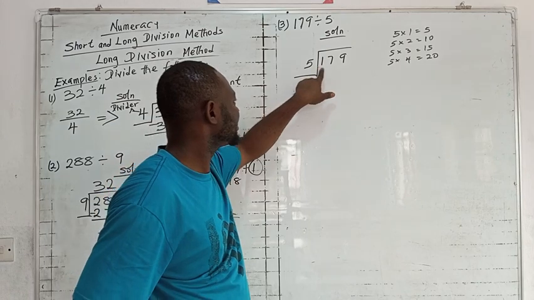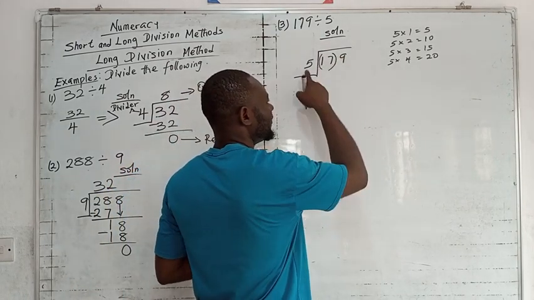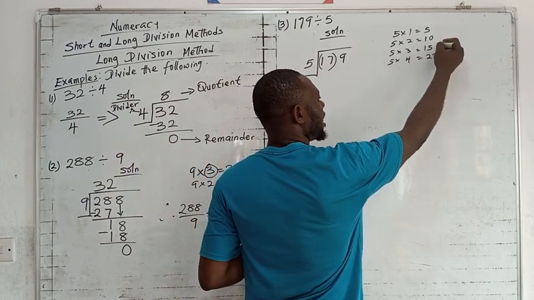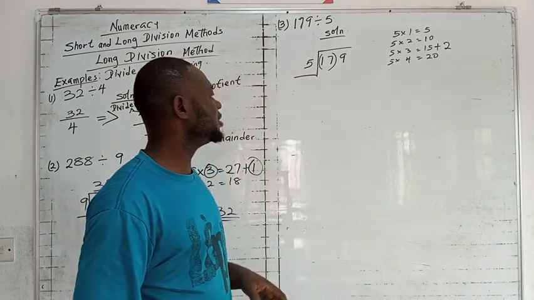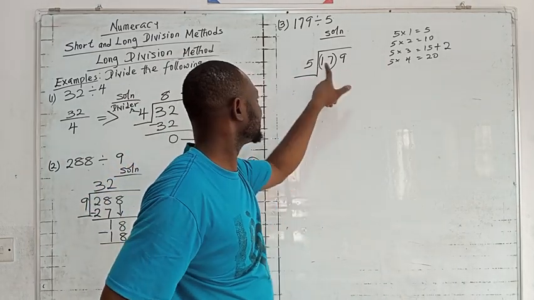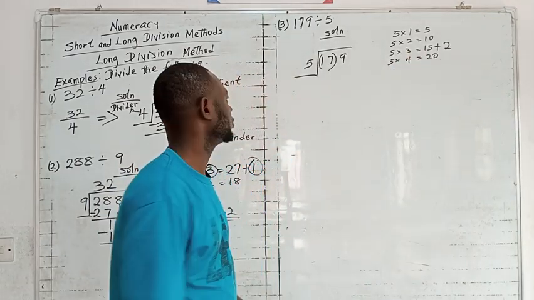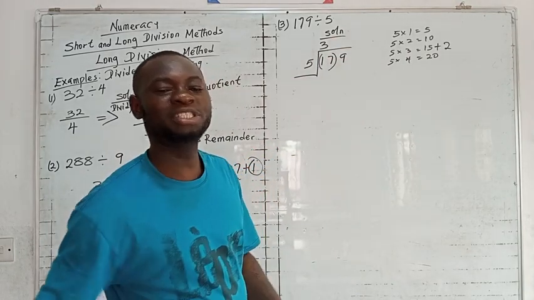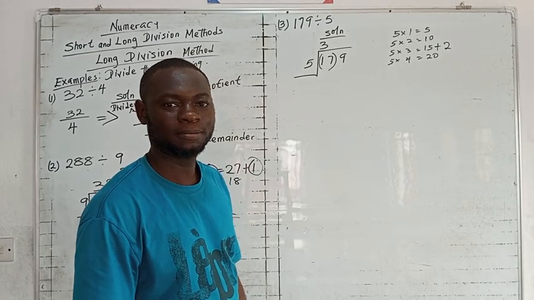Now, 5 divided 17. We are looking at 17 only. You notice that 5 times 3 is 15, and 15 plus 2 will give me 17. What it now means is that 5 divided 17 is 3 remainder 2. So we have 3. And what do we do to the remainder 2? Put it in the trash can.